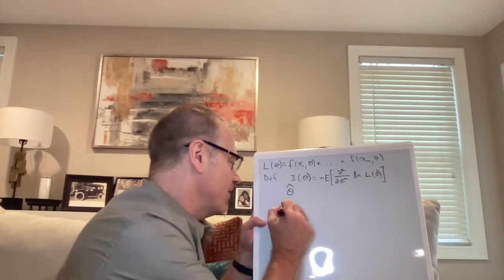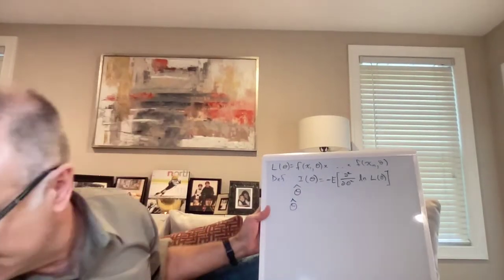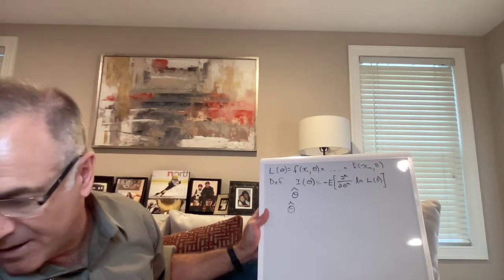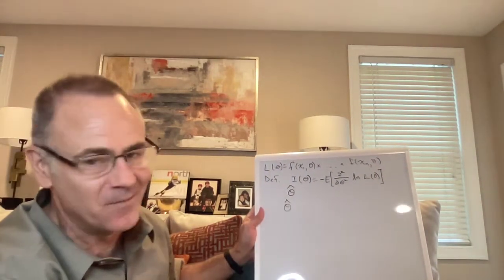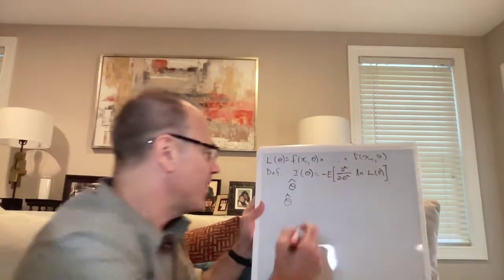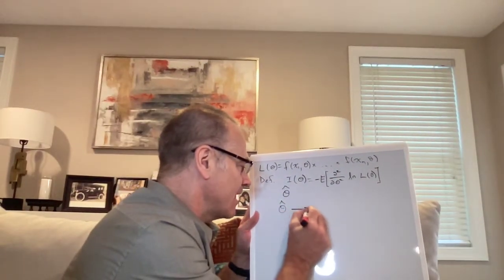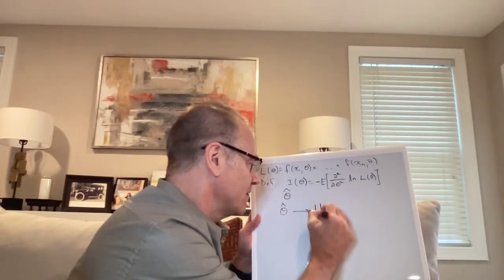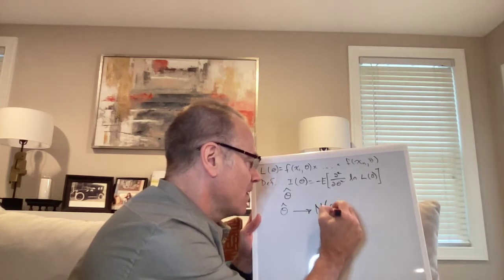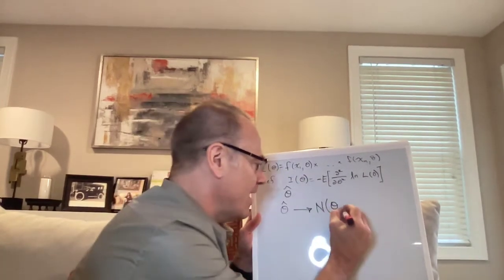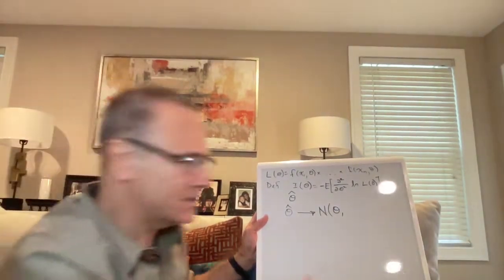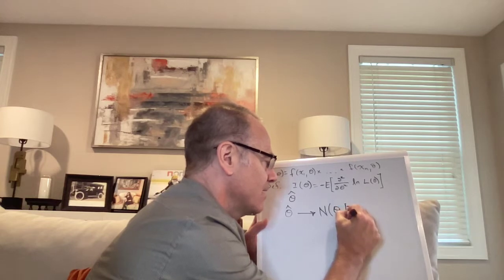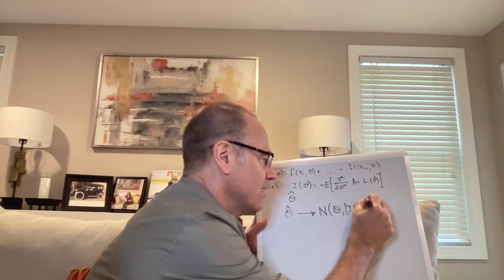And this is on page 137 in Greene. There are some properties that some very smart people have proven: theta hat is asymptotically distributed as normal with mean theta and variance I of theta to the -1.